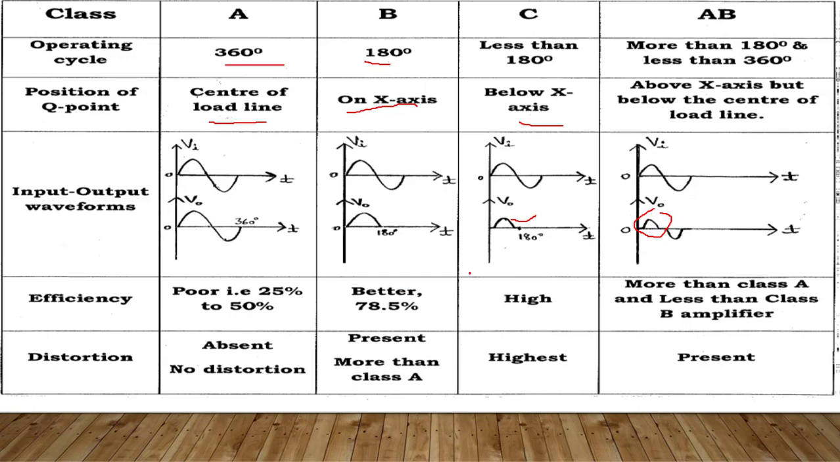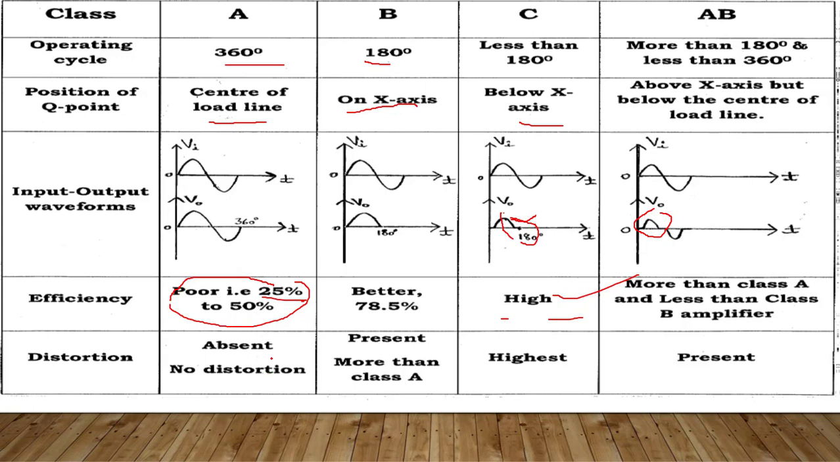And actually what happens, if it is a very small portion, the efficiency is very high. If it is a large portion, the efficiency decreases. But the issue in class C is I am not getting the full cycle, but the efficiency is very high. But in class A what happens, I am getting the full cycle, but the efficiency is very low, or we can call it poor.